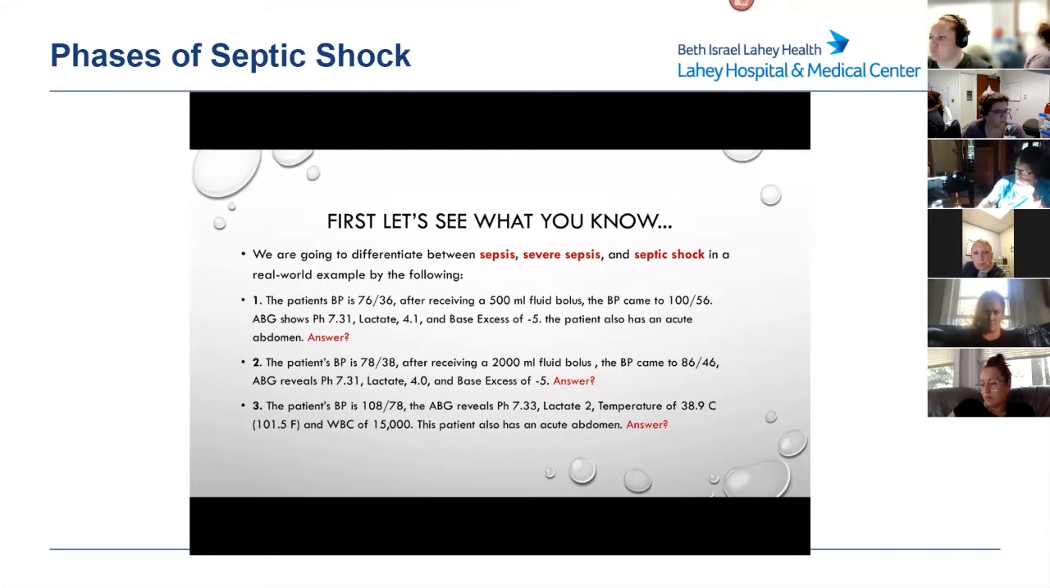Number 2, the patient's blood pressure is 78/38. After receiving a 2,000 ml fluid bolus, the blood pressure came to 86/46. So even though more fluid was given, the blood pressure was less responsive. The ABG reveals a pH of 7.31, an elevated lactate at 4.0, with the same base excess.